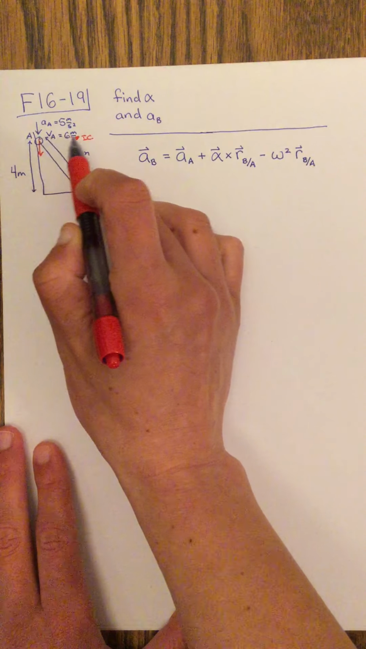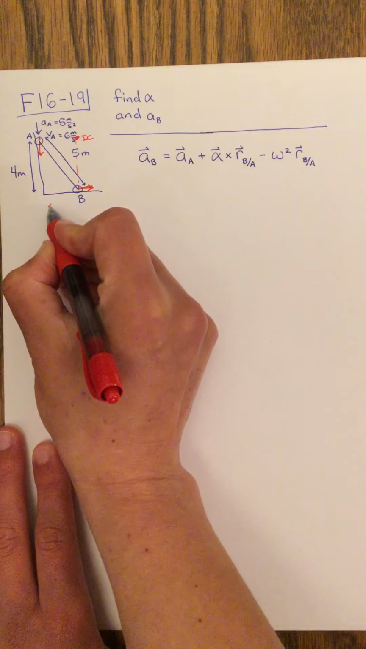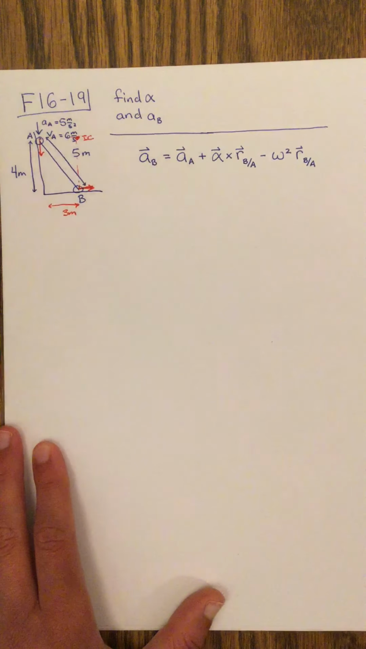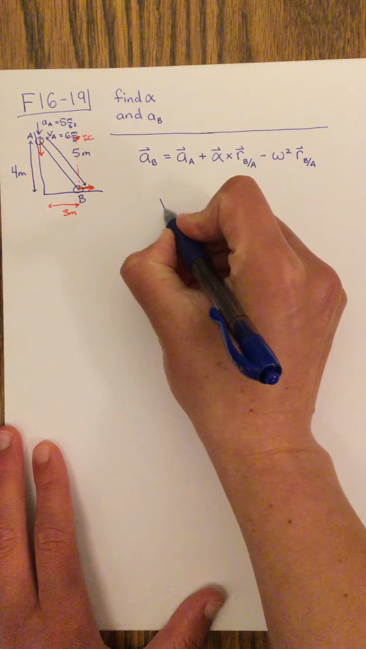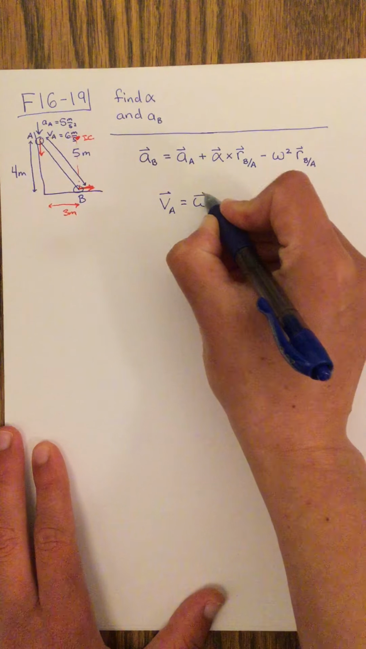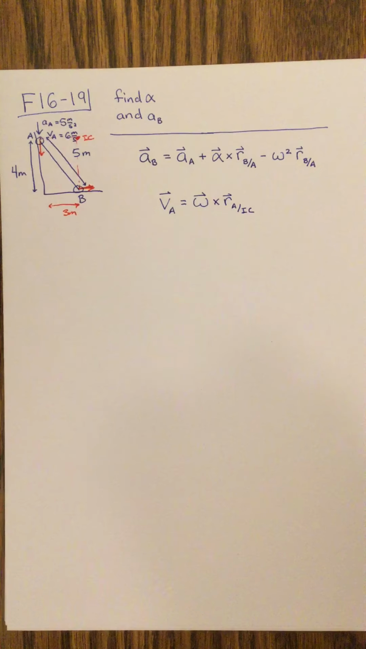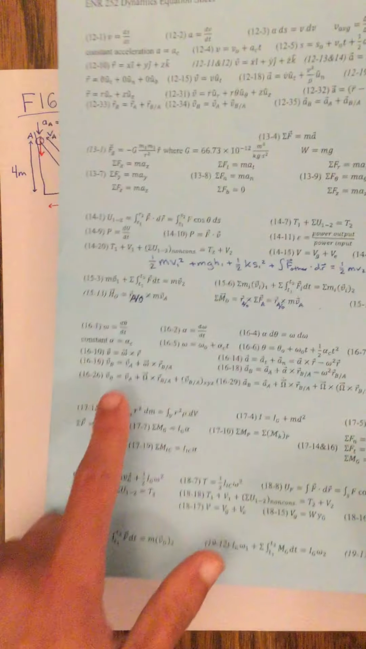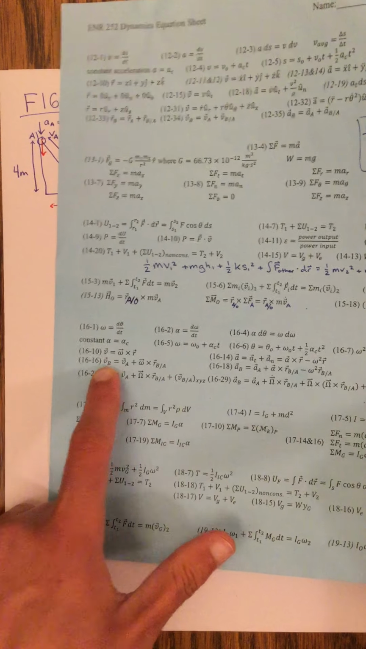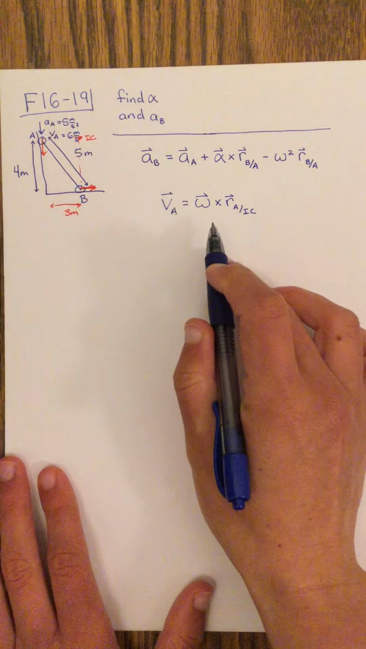The distance from A to the instantaneous center, because we have 4 meters here and 5 meters here, this distance is 3 meters. And my equation for the velocity of point A, using the instantaneous center of zero velocity: the velocity of point A is equal to the angular velocity of the rod crossed with the position of A with respect to the instantaneous center. Remember that this came from equation 16-16, where point A is the instantaneous center, and point B is A for our problem. And because the velocity of the instantaneous center is 0, that leaves us with what we have here.